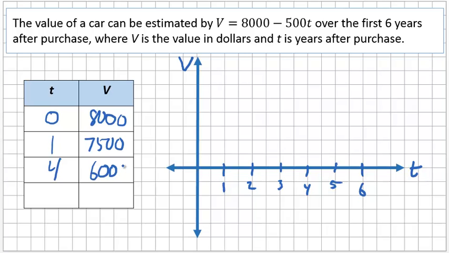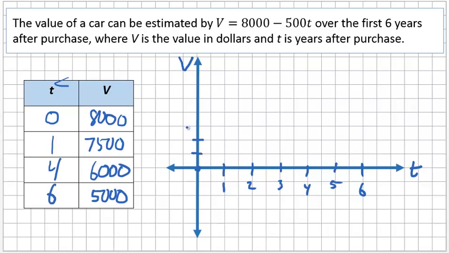And let's jump to the end of our scale and put in 6. 500 times 6 is 3,000. 8,000 minus 3,000 is 5,000. So my values need to go up to 8,000. Again, I want to make sure I include 0 though, so we will go down to 0. So let's see, what would I need to count by to fit all the way up to 8,000? Probably by 1,000.